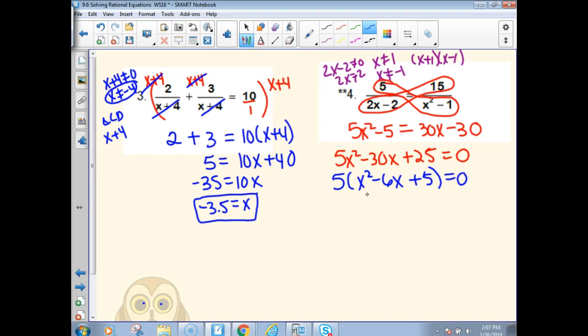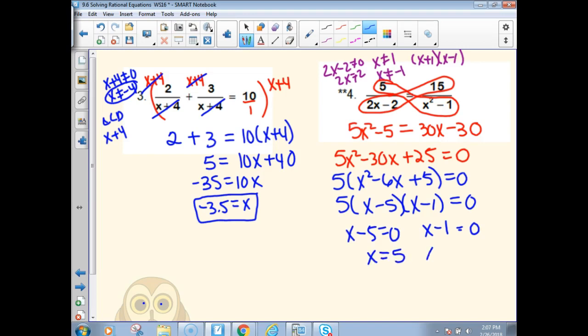So all we really need to worry about here is setting the factors of the trinomial equal to 0. If I factor that, that's x minus 5 times x minus 1. Then I set each factor to 0, and that gives us x is 5 and x is 1. But we determined in the beginning of the problem that x can't be 1. So one of the solutions is eliminated. It's extraneous. The only solution that works is the 5.